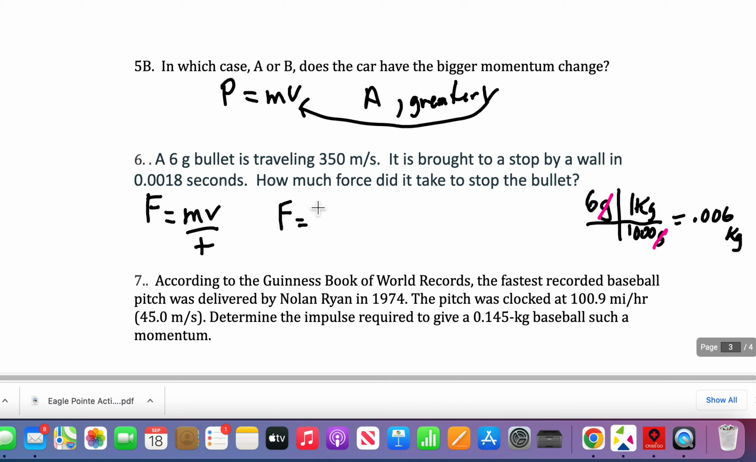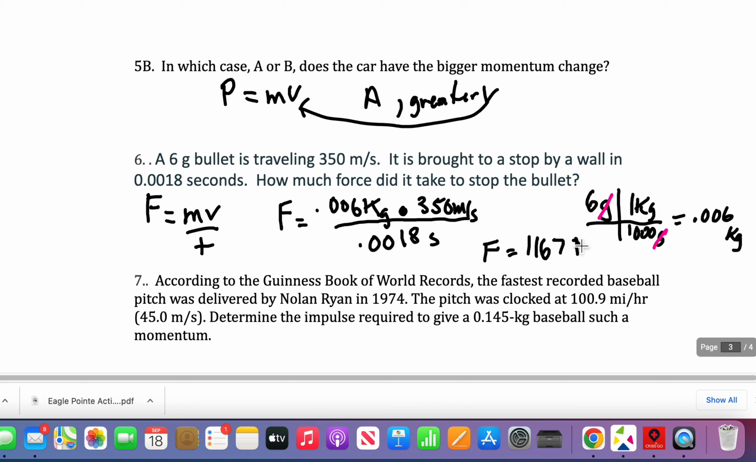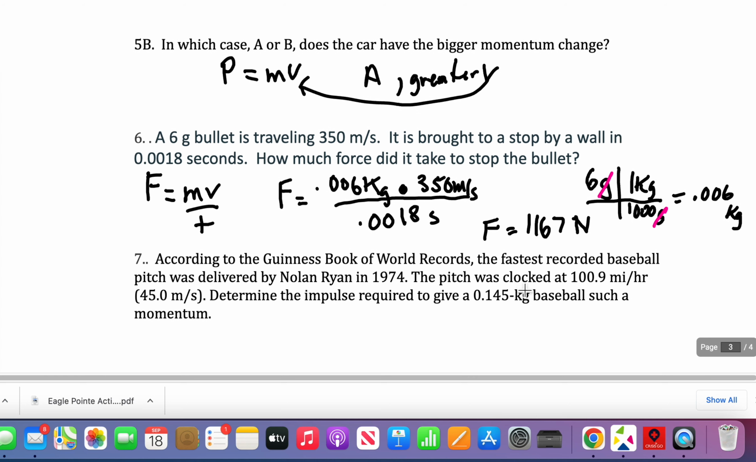All right, so we're going to plug that in. 0.006 kilograms times the velocity, 350 meters per second, divided by the time, 0.0018 seconds. If you do that math, multiply the top, divide by the bottom, the force is going to equal 1167, and the units would be Newtons. It'd be a kilogram times a meter per second squared. That's a Newton. So just remember that a force is a Newton unit.